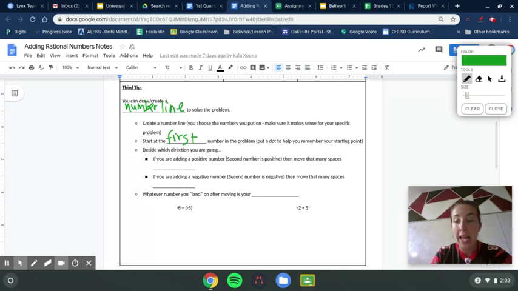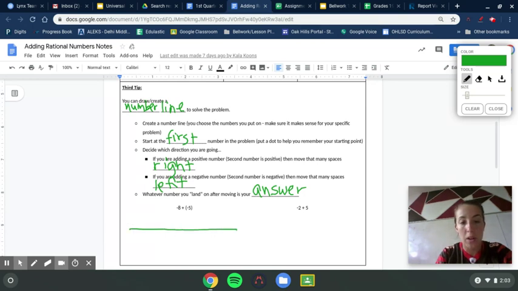If you are adding a positive, that means that you will move to the right. If you're adding a negative, you will move to the left. Okay? Whatever number you land on after moving is going to be your final answer. Okay, so I'll show you what I mean here. Let's go ahead and do this first one.